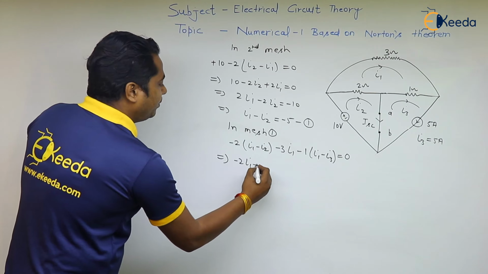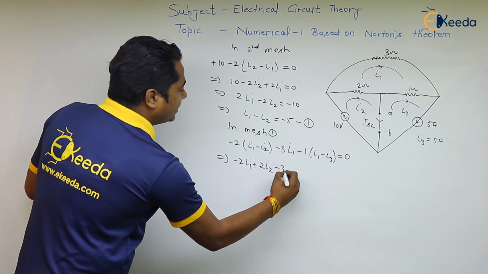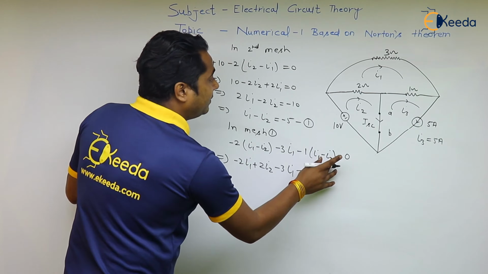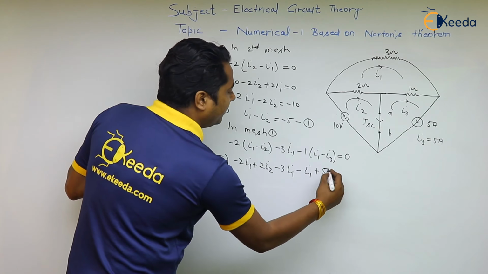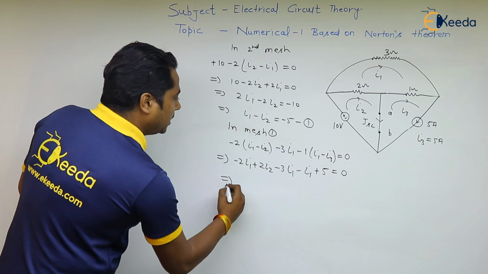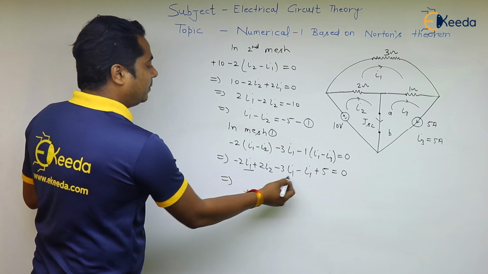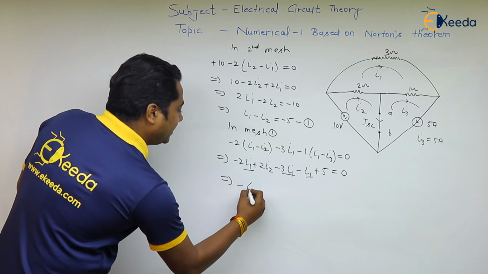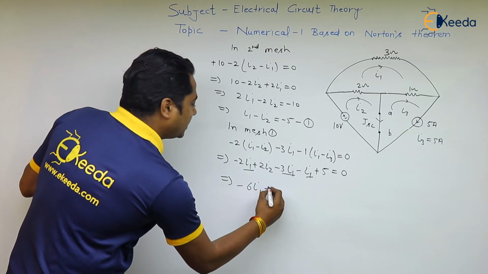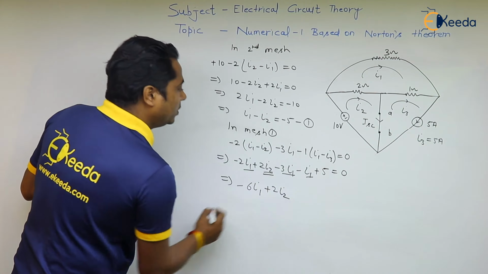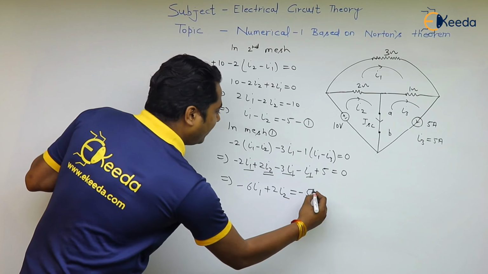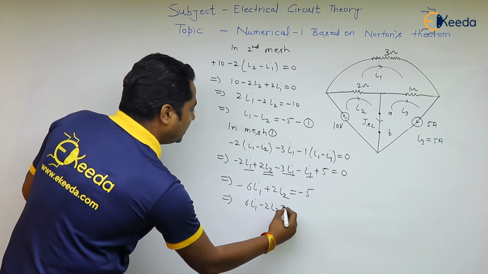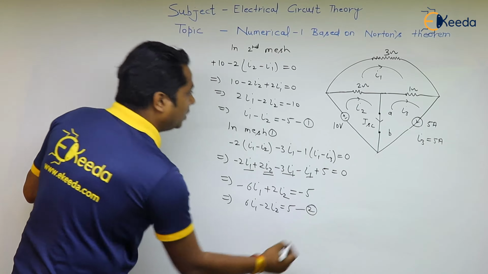Minus 2I1 plus 2I2 minus 3I1 minus I1 plus I3, and we know the value of I3 is equal to 5. So plus 5 is equal to 0. Right now minus 2I1 minus 3I1 minus I1 means minus 6I1 plus 2I2 is equal to minus 5. We can also write 6I1 minus 2I2 is equal to 5. Equation number 2.